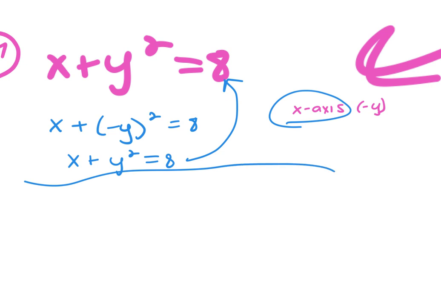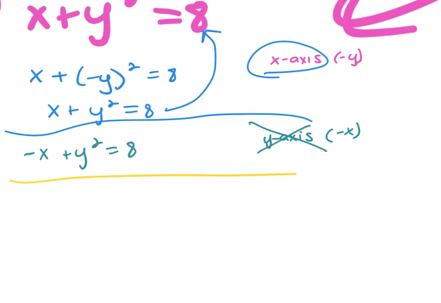To test for y-axis symmetry, I do the negative x. So I'm going to make my x negative x. There is no simplifying this. If I compare it to the original, it's not the same. The x is the only one that changes sign, and I need all three terms to change sign. So it does not have y-axis symmetry.